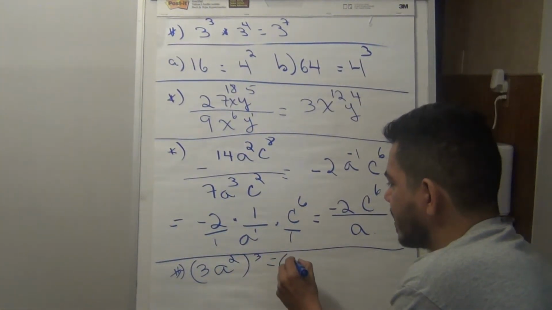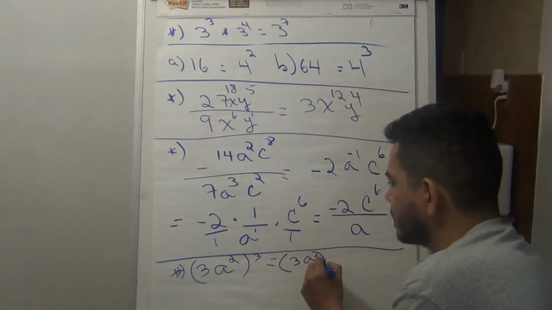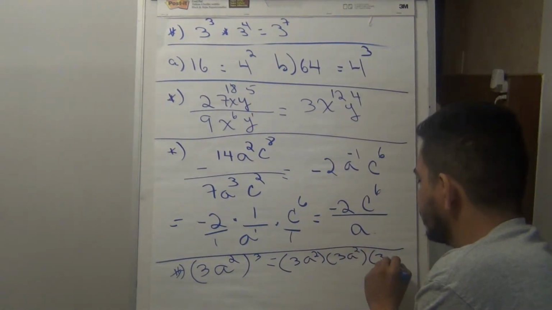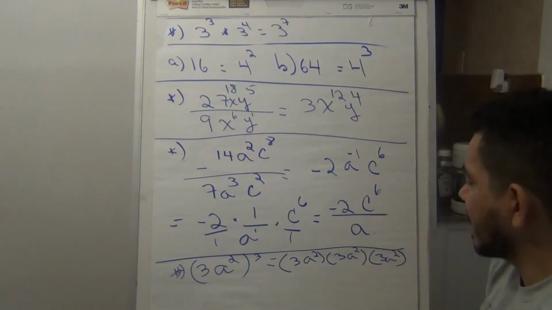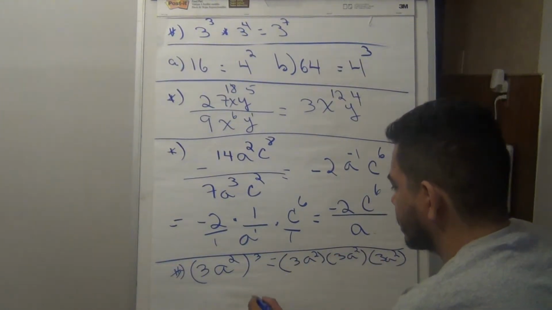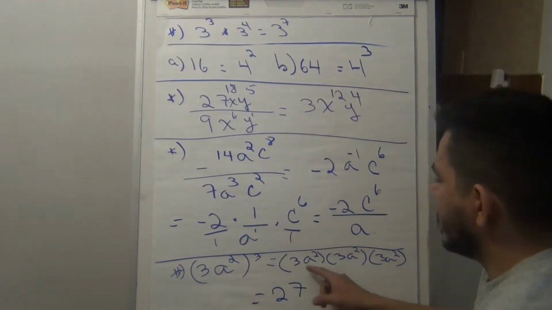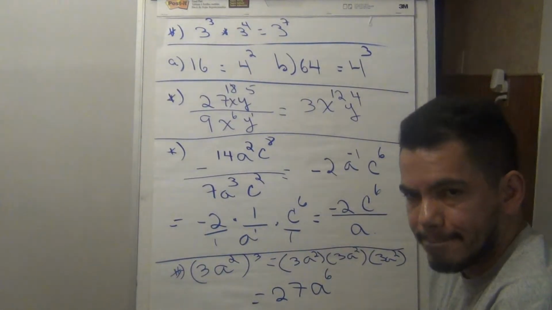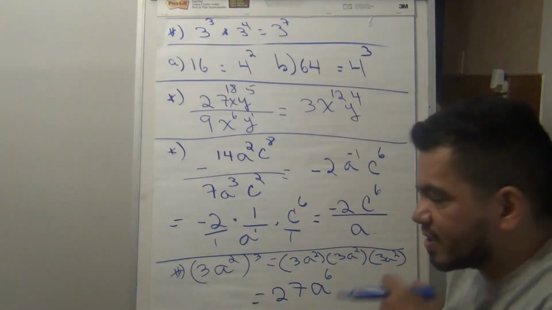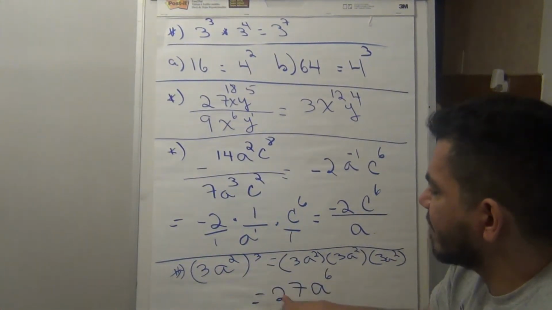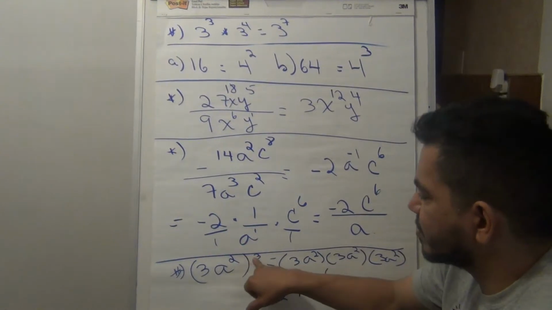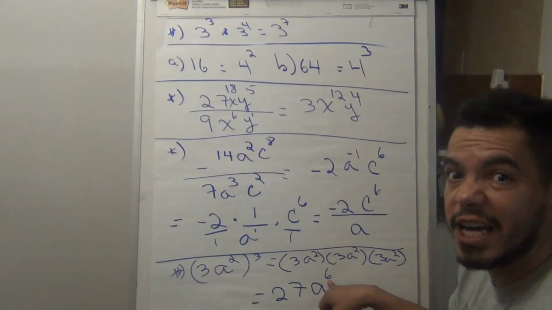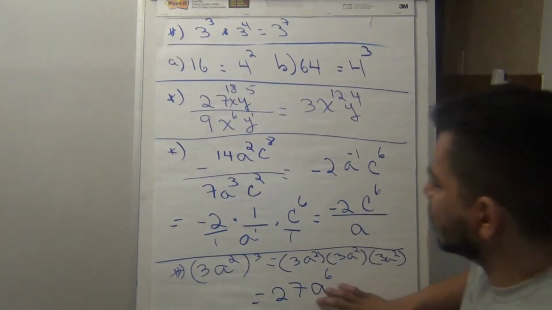So this is nothing more than 3a to the second times 3a to the second times 3a to the second. So 3 times 3 times 3 is 27. A to the second, a to the second, a to the second, that's a to the 6th. Got it? Or I could have done the following: 3 to the third power is 27, and a to the second to the third, well, 2 times 3 is 6. Nice. Basically that's what you have.